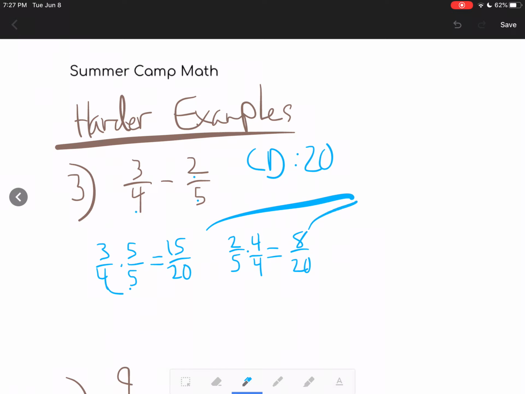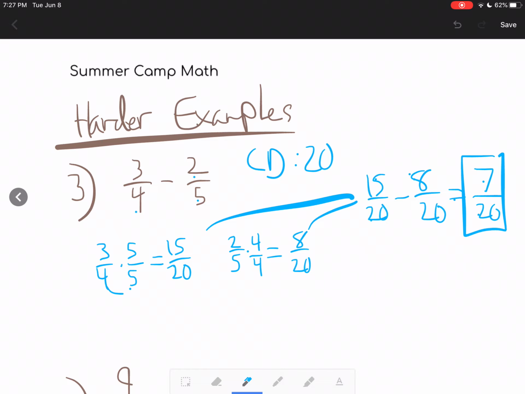Now, off to the side, I'll rewrite my problem. I'll take both of these here: 15 over 20 minus 8 over 20. Now we have the common denominator, so my final answer will have a denominator of 20. Then I do 15 minus 8, which is 7. This can't reduce because they don't share a common factor. So I box it, walk away.